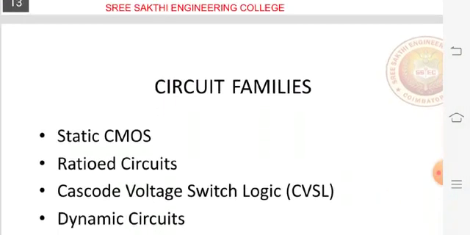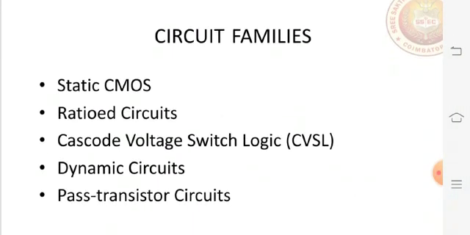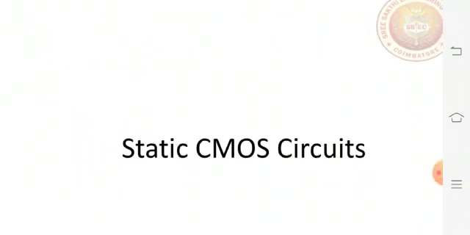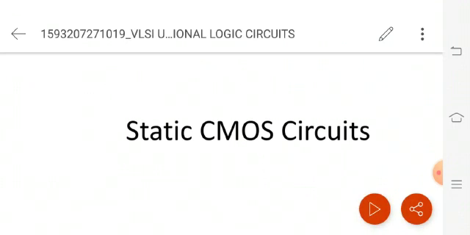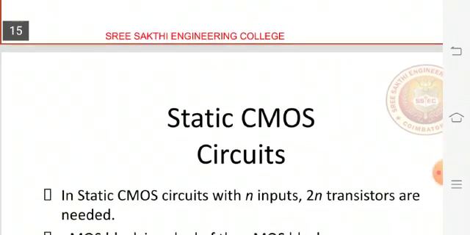Next one is circuit families. In circuit families we have static CMOS, ratioed CMOS, cascode voltage switch logic (CVSL), dynamic circuits, and pass transistor circuits. In that, first we will see the static CMOS circuit. Static means at present. So at present, how will you see the CMOS circuit?